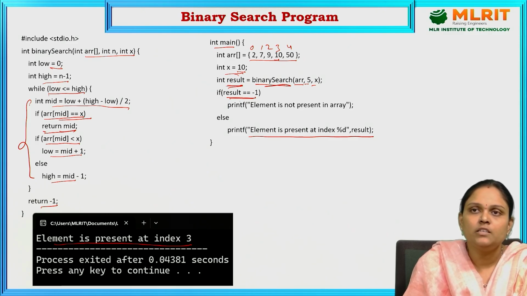And next, in the linear search, the elements can be in a random order. But coming to the binary search, the elements should be in the sorted order. Then only we can apply the binary search logic.